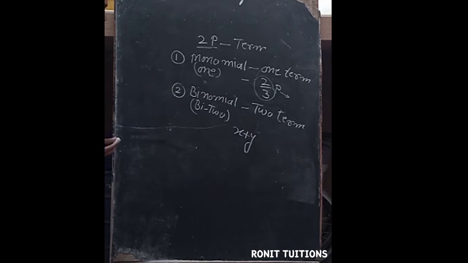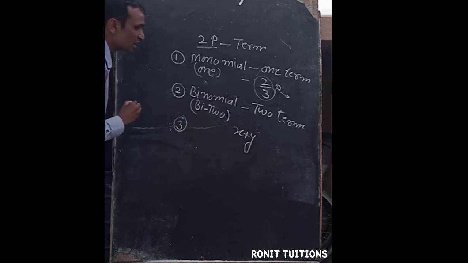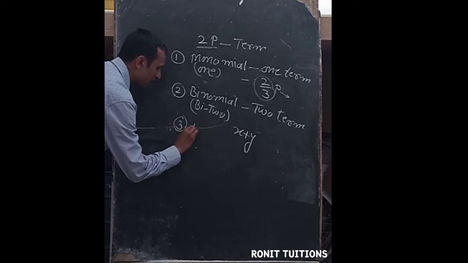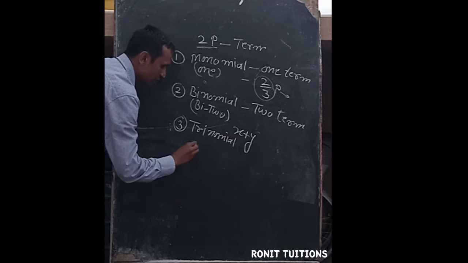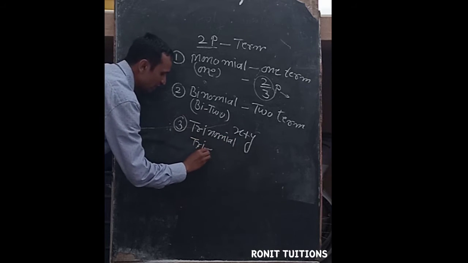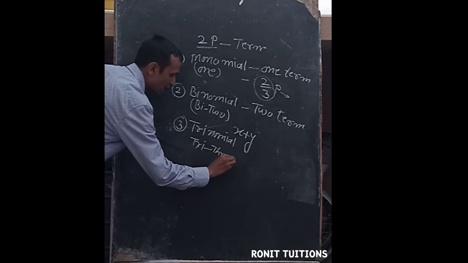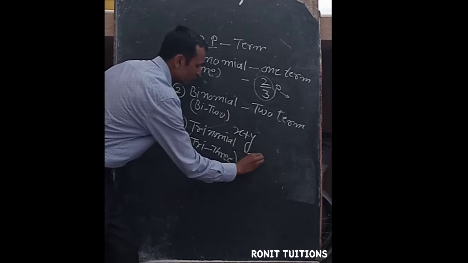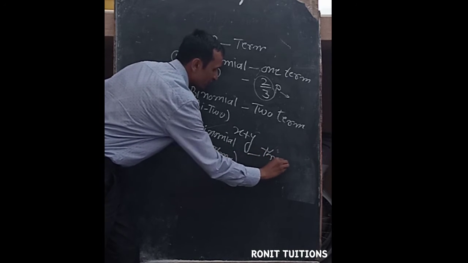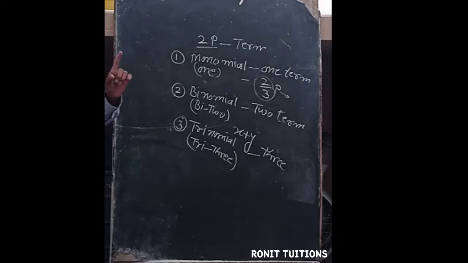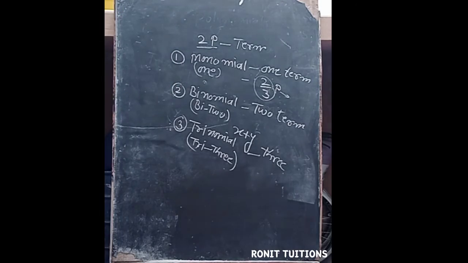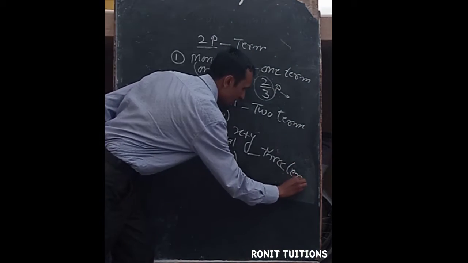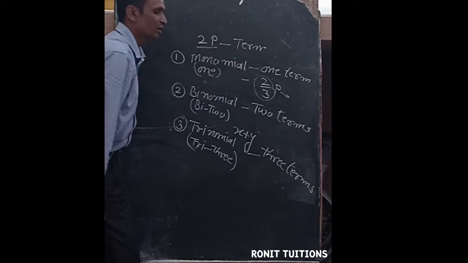Understand? Okay, next. If there are 3 terms, then it is called the trinomial. Tri means 3. Three terms will be there in that. We see only the positive and negative signs in the terms, not the multiplication and division signs.